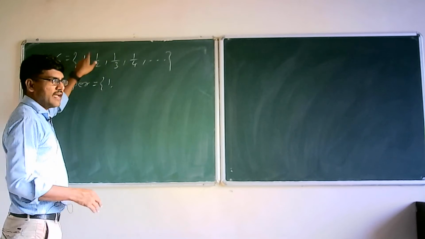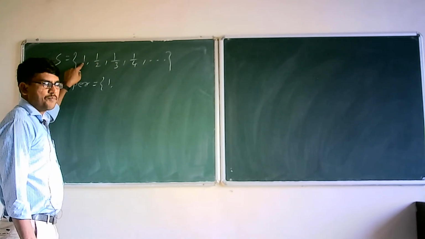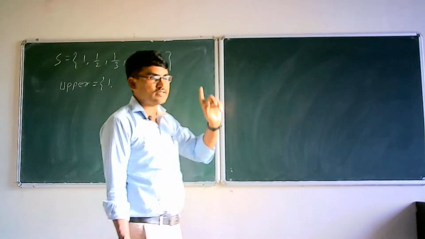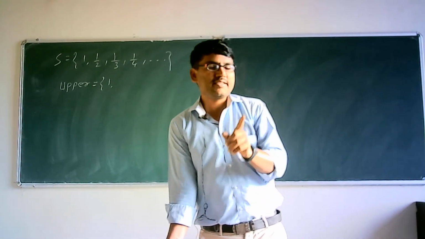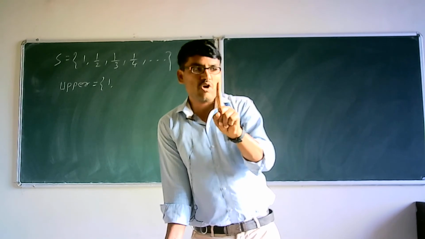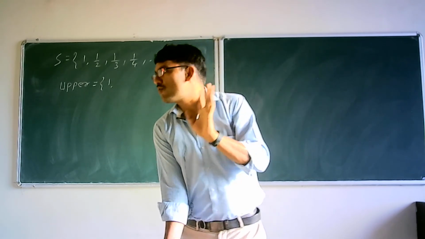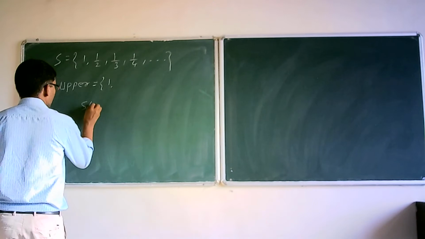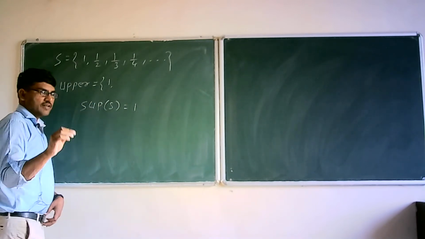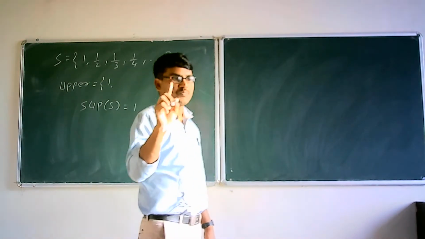But what is the least upper bound? You can observe that 1 is the least upper bound. All these numbers are less than or equal to 1. There does not exist another number which is less than 1 and which is also an upper bound for this set, and therefore 1 is the least upper bound. So what is the supremum? Supremum of set S is 1. Now you can observe that there are infinitely many upper bounds, but the supremum is unique.